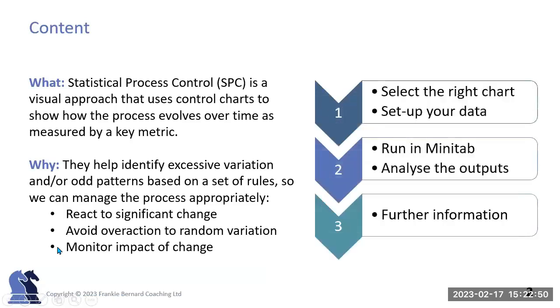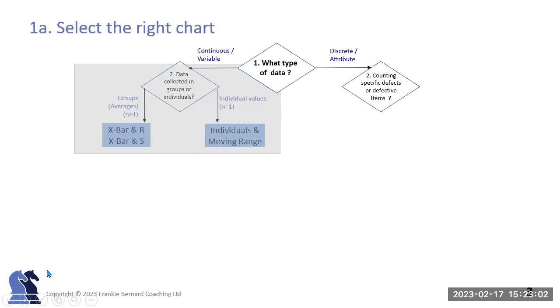Otherwise, we'll follow a very similar approach as before, which is selecting the right chart, setting up the data, running it in Minitab, and then obviously analyzing it. So let's start with selecting the right chart. Obviously, as I say, continuous data is out of scope here.